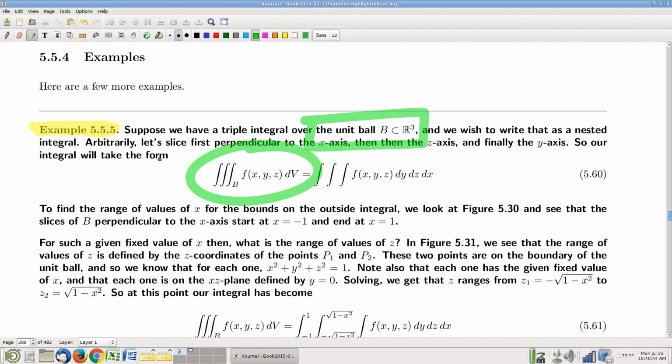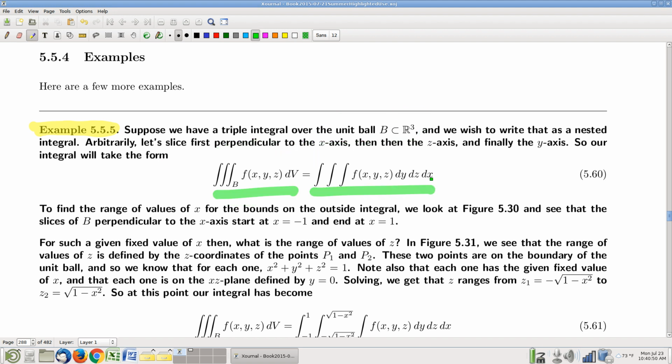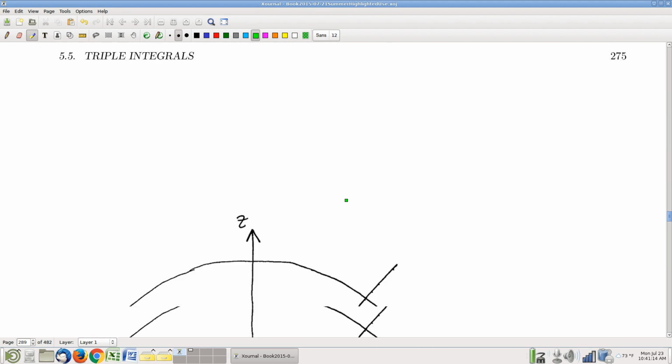So, whatever it is, what I want to talk about is how do I turn this triple integral into this nested integral, given the shape of this particular domain, this unit ball. Now again, pretty arbitrarily, I'm slicing in an arbitrary order here. I'm doing the x slicing first. It doesn't matter. In this case, it's a ball, highly symmetric. But let's go through the process. What about x? What's the range of values of x? We have to look at our picture here.